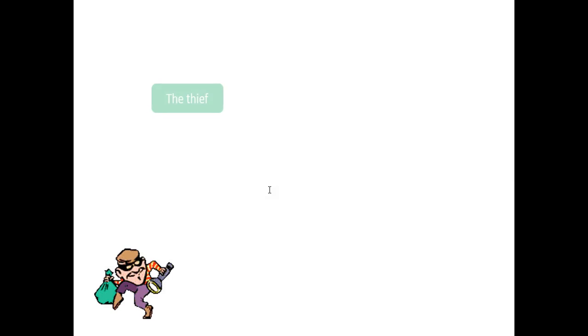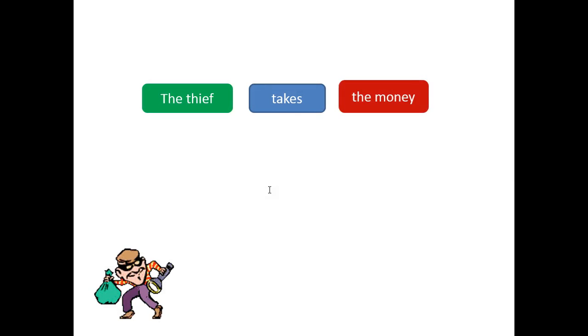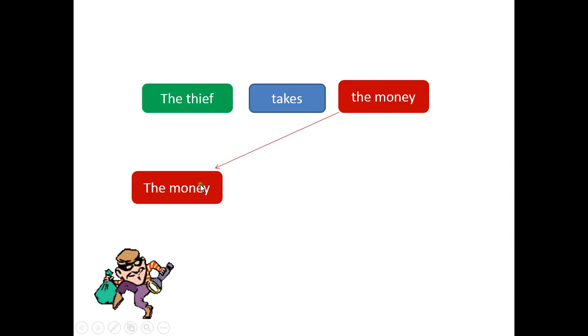As we can see here in this example, the thief takes the money, and here the thief is the subject, takes the verb, the money the object. And if we note, takes is in the present, there is s, present simple. So in passive, what we do, as you know, we start with the object to come first, the money, and then we deal with the verb.